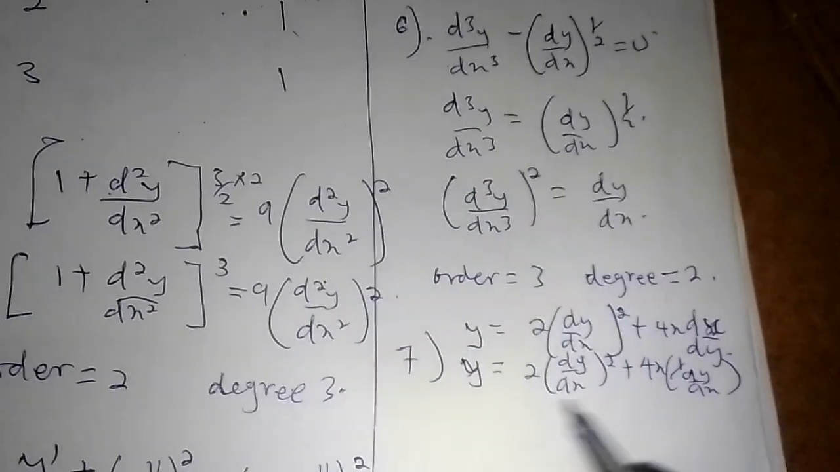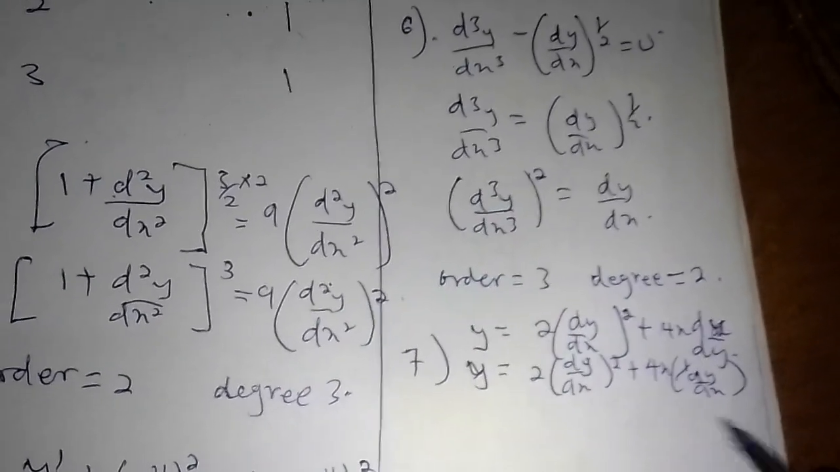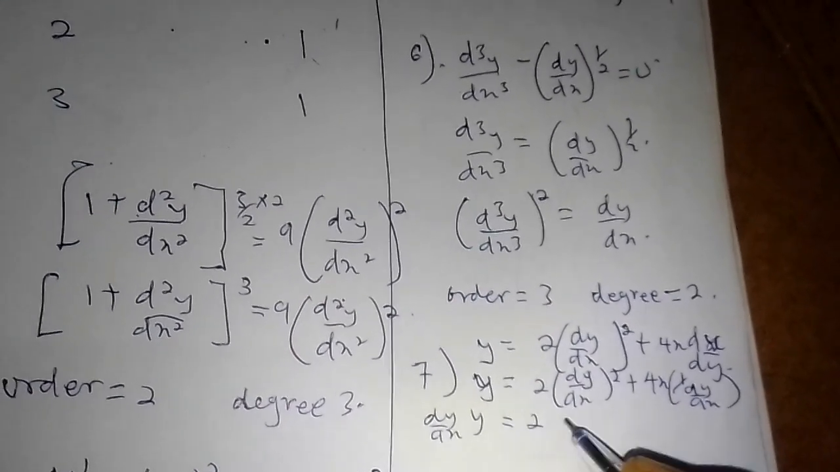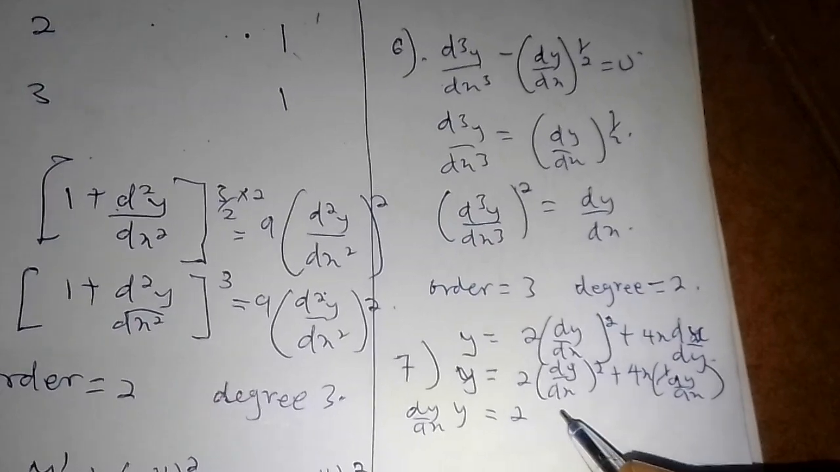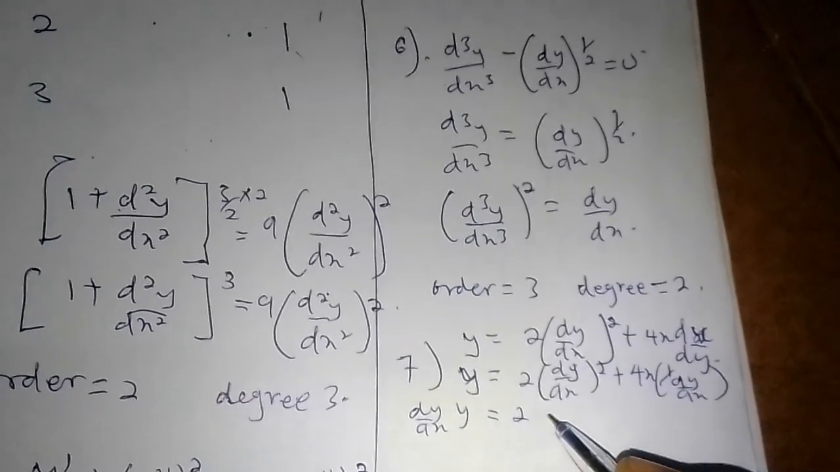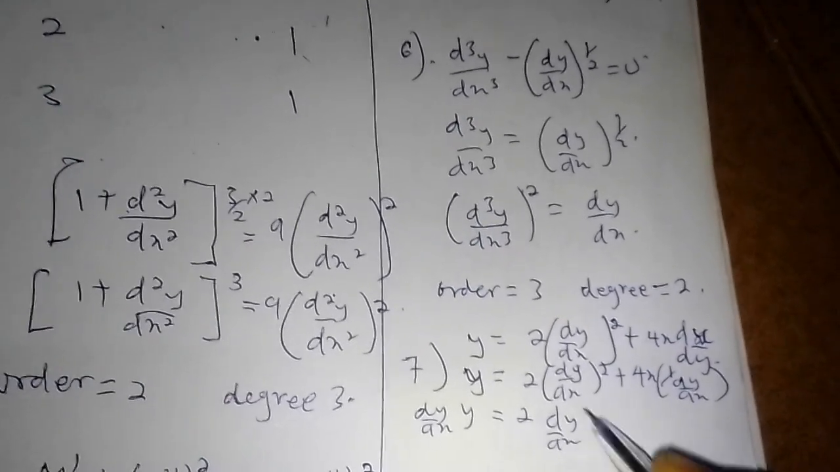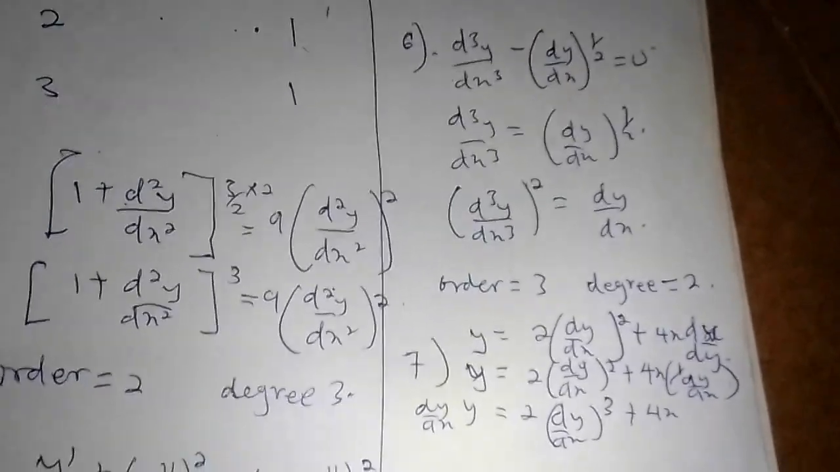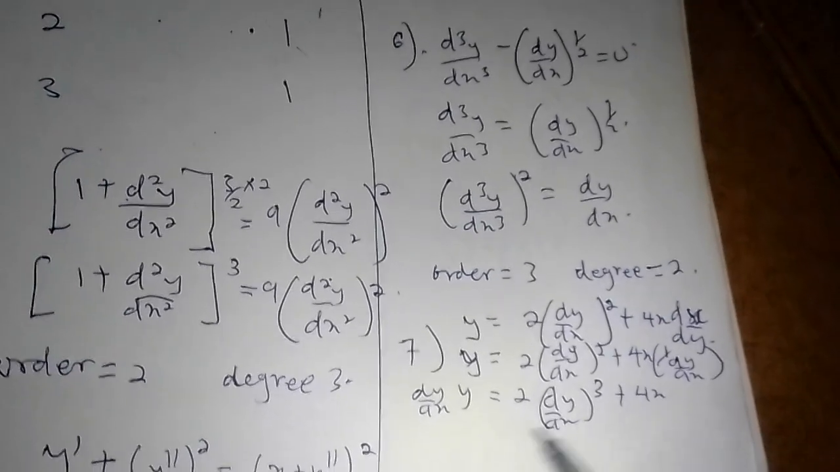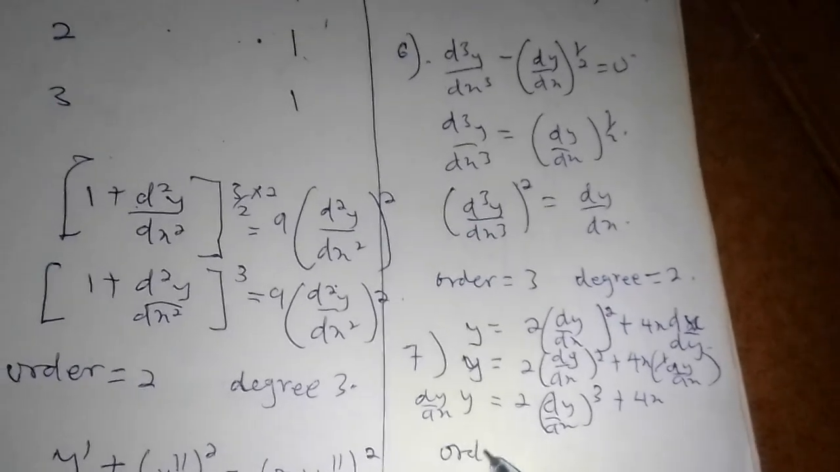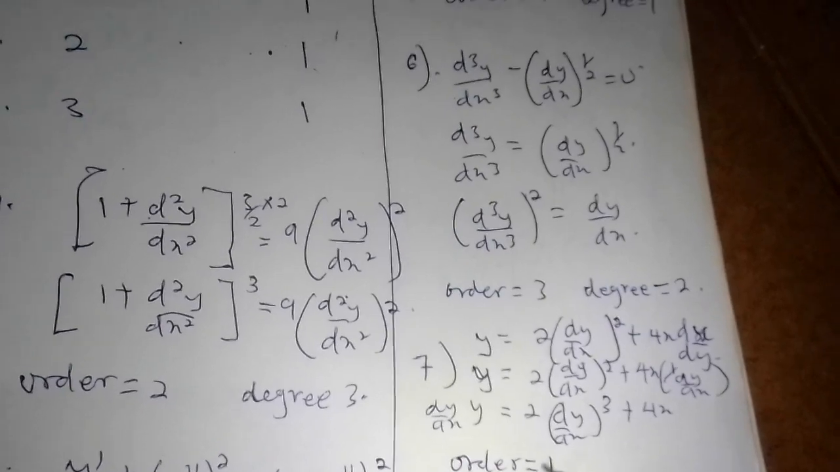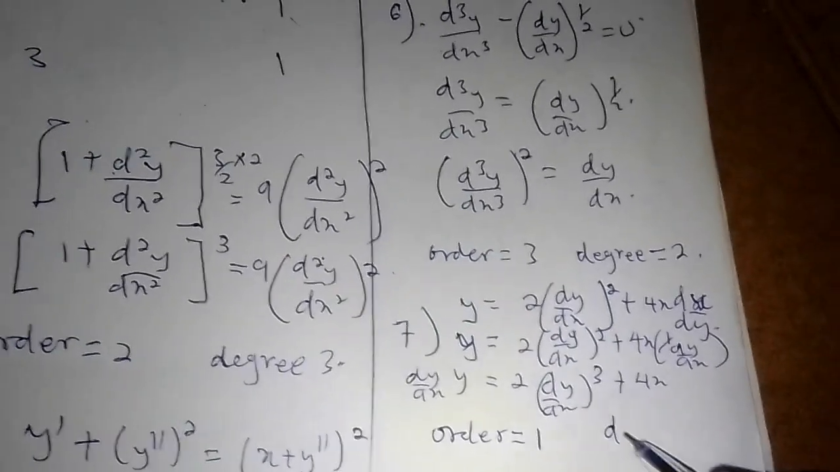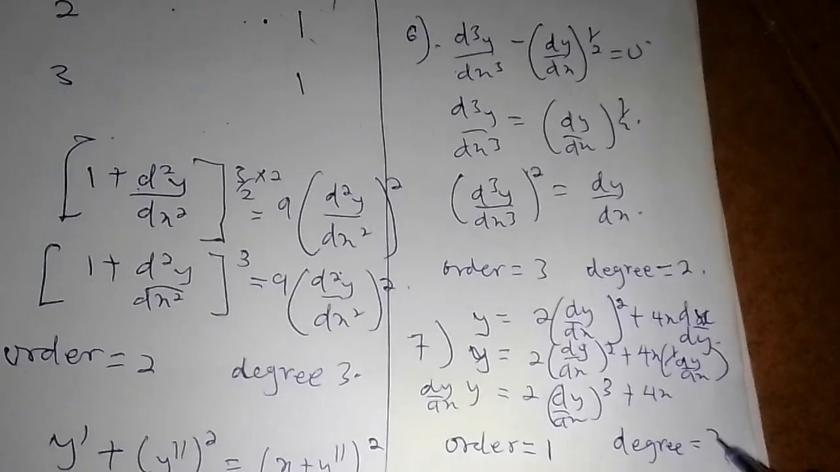Meaning we have to multiply through by dy/dx, and we're going to get, let me make it y', dy/dx multiplied by y equals 2 dy/dx multiplying this, we already have dy/dx here, so it becomes (dy/dx) all cubed plus 4x as we have here. So at this point we can easily see that the order is going to be 1 because the highest derivative is dy/dx, but the degree is going to be 3.